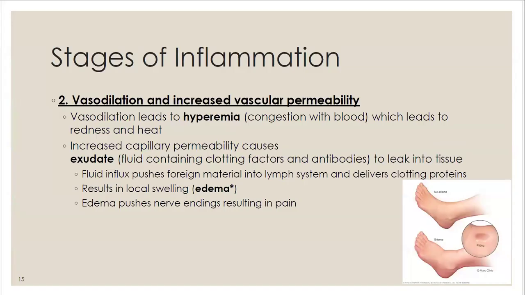All right, so stages of inflammation. So in this stage, the blood vessels near the site of injury, they dilate, and this includes hyperemia, which is increased blood flow, and that's what causes the redness and heat, and it helps deliver more immune cells and nutrients. You have capillary permeability. This allows fluids containing clot factors and antibodies to leak into the tissues and form exudate.